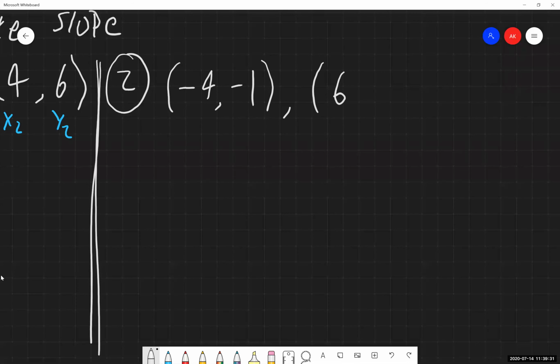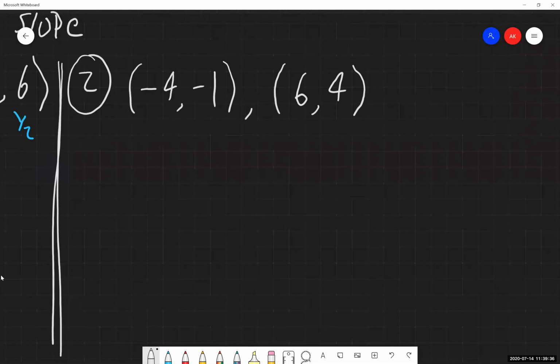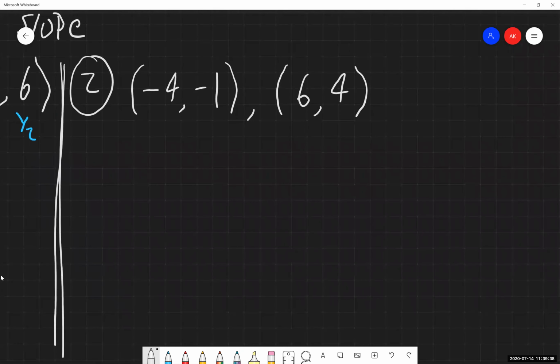So our second example, we're given the points (-4, -1) and (6, 4). I'm told to calculate the slope of this. So again, we're choosing which one's going to be x sub 1, y sub 1, x sub 2, y sub 2.